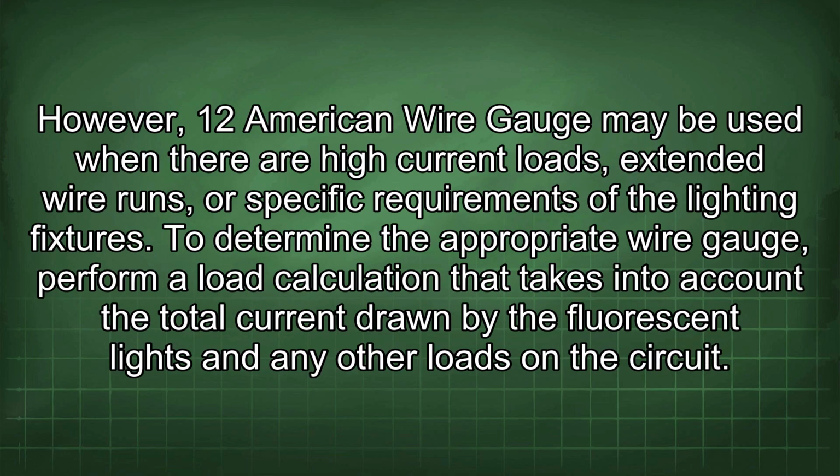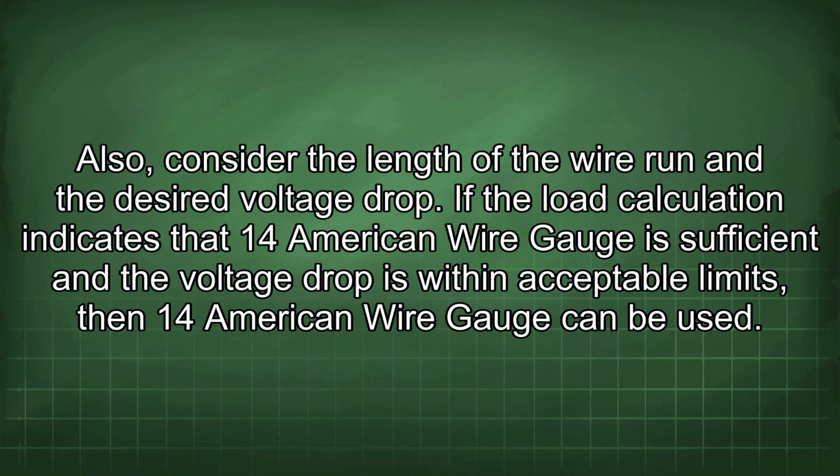However, 12 American wire gauge may be used when there are high current loads, extended wire runs, or specific requirements of the lighting fixtures. To determine the appropriate wire gauge, perform a load calculation that takes into account the total current drawn by the fluorescent lights and any other loads on the circuit. Also, consider the length of the wire run and the desired voltage drop.